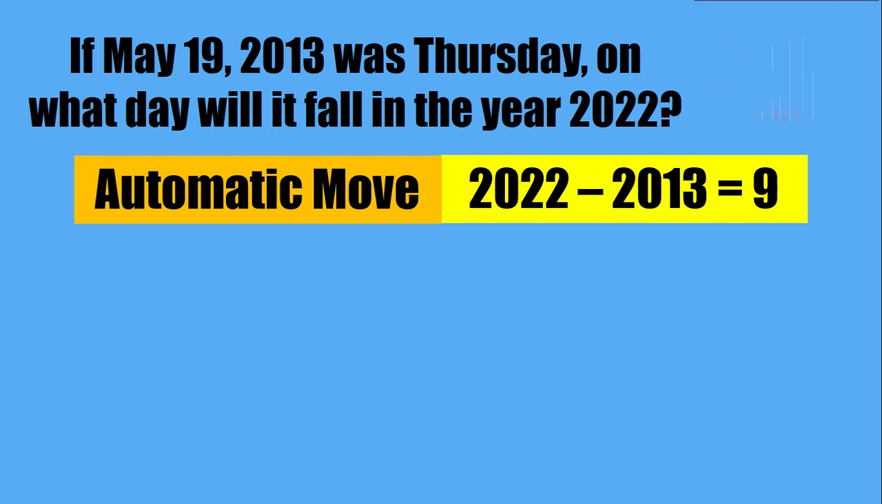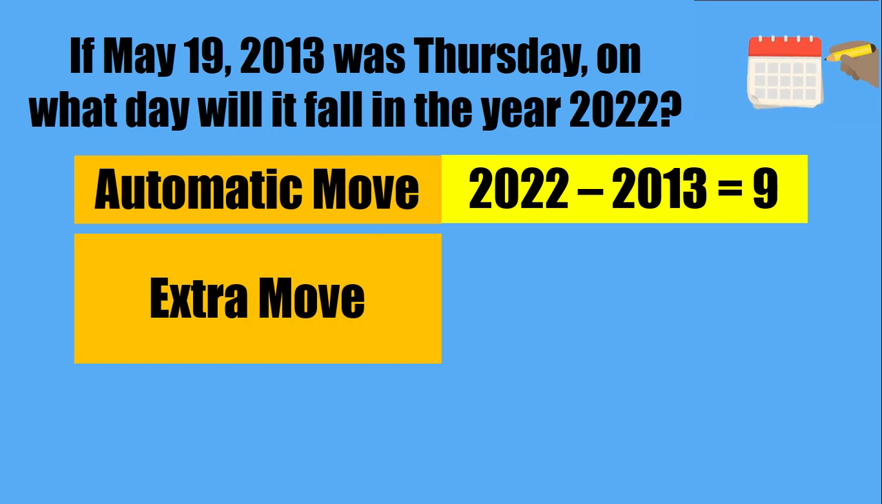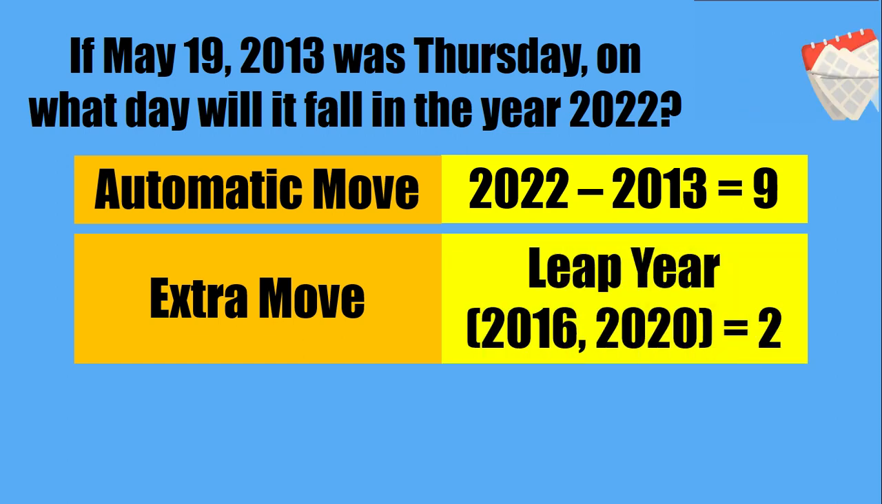In addition, we have here extra moves. So the extra move is for the existence of a leap year in the interval. So there are 2 leap years in the interval, which are 2016 and 2022. So we need to add that 2 as our additional move. So 9 automatic moves plus 2 extra moves, that is 11.